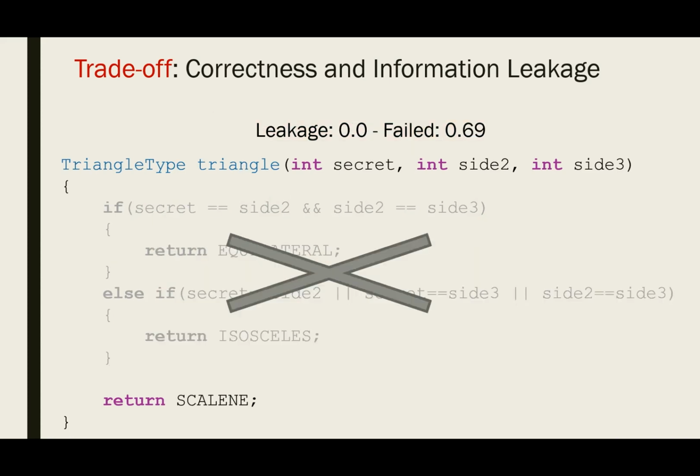If instead we just remove everything and always return scalene, now our leakage goes down to 0 and our fail rate is 0.69. I would have to stop and have you think about this for a minute. Most people would say, well, this is functionally incorrect, but it really depends on your objective. If your objective is information leakage and security, maybe it's not that incorrect. So I'll just let you think a bit.